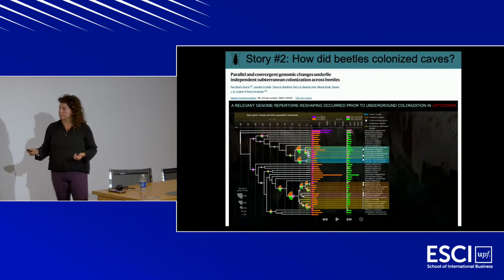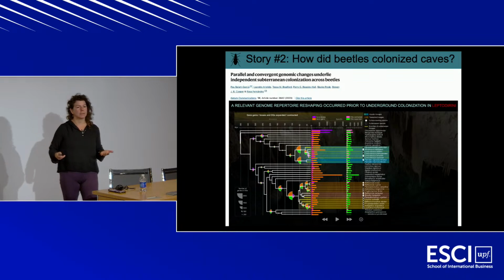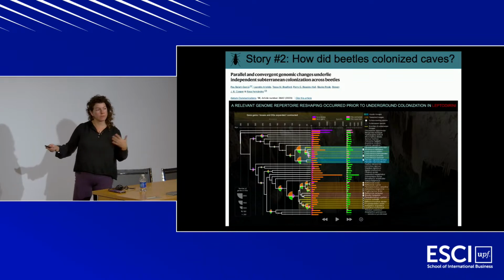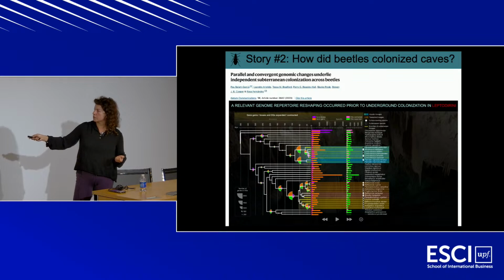So one of the first things that caught our attention is that most of the changes that we observed were not in the ancestors of the surface and cave ones. Let's take, for example, these 2 species that are sister to each other. This is a surface one, this is a cave one.